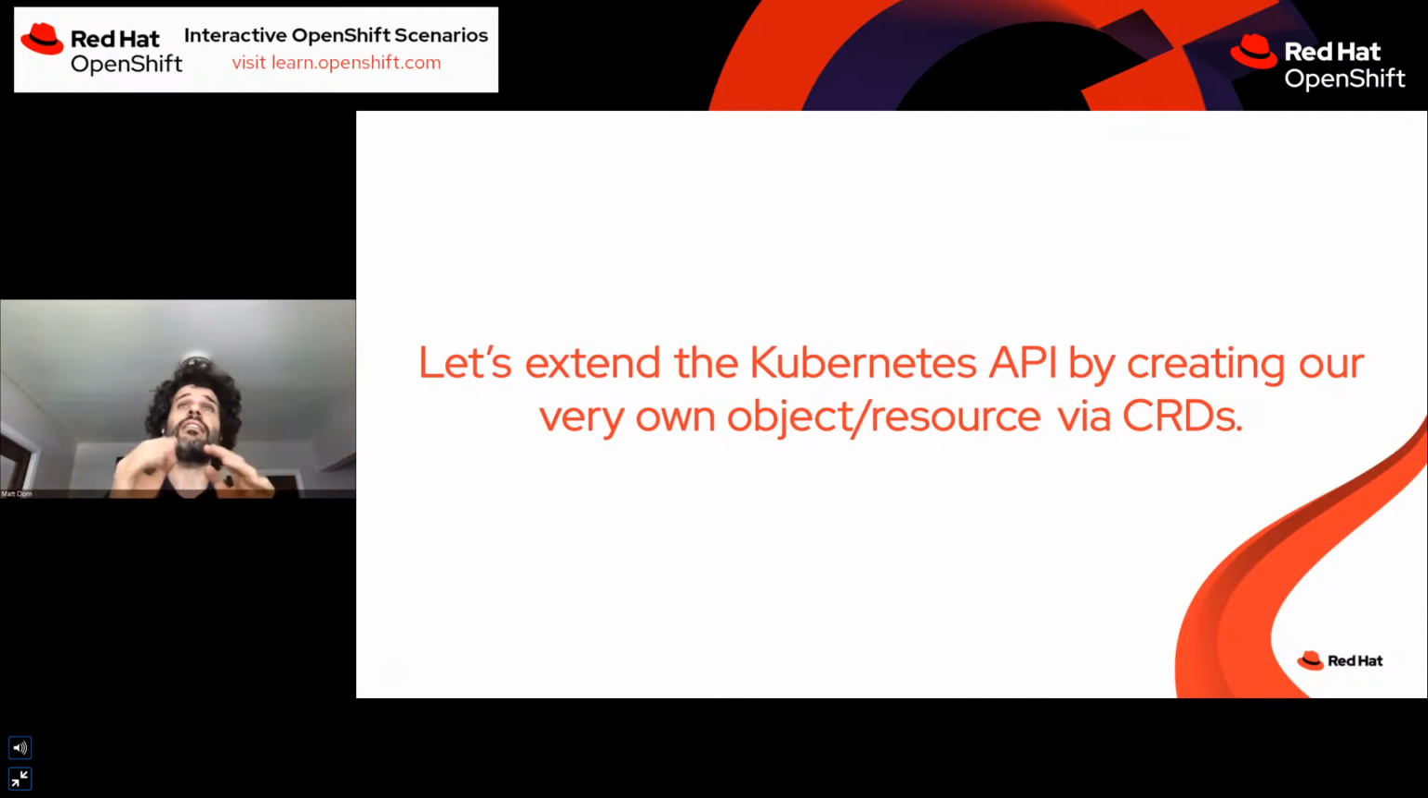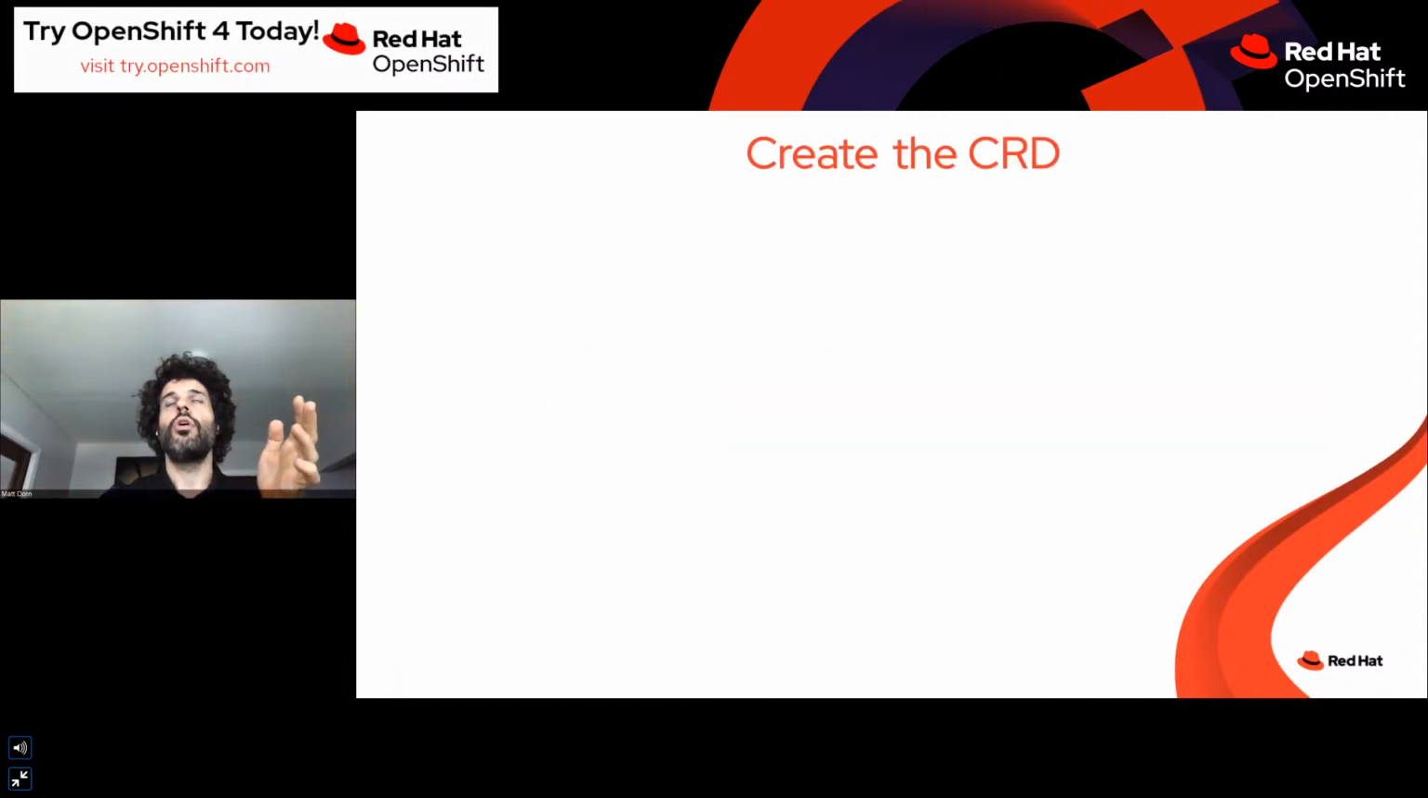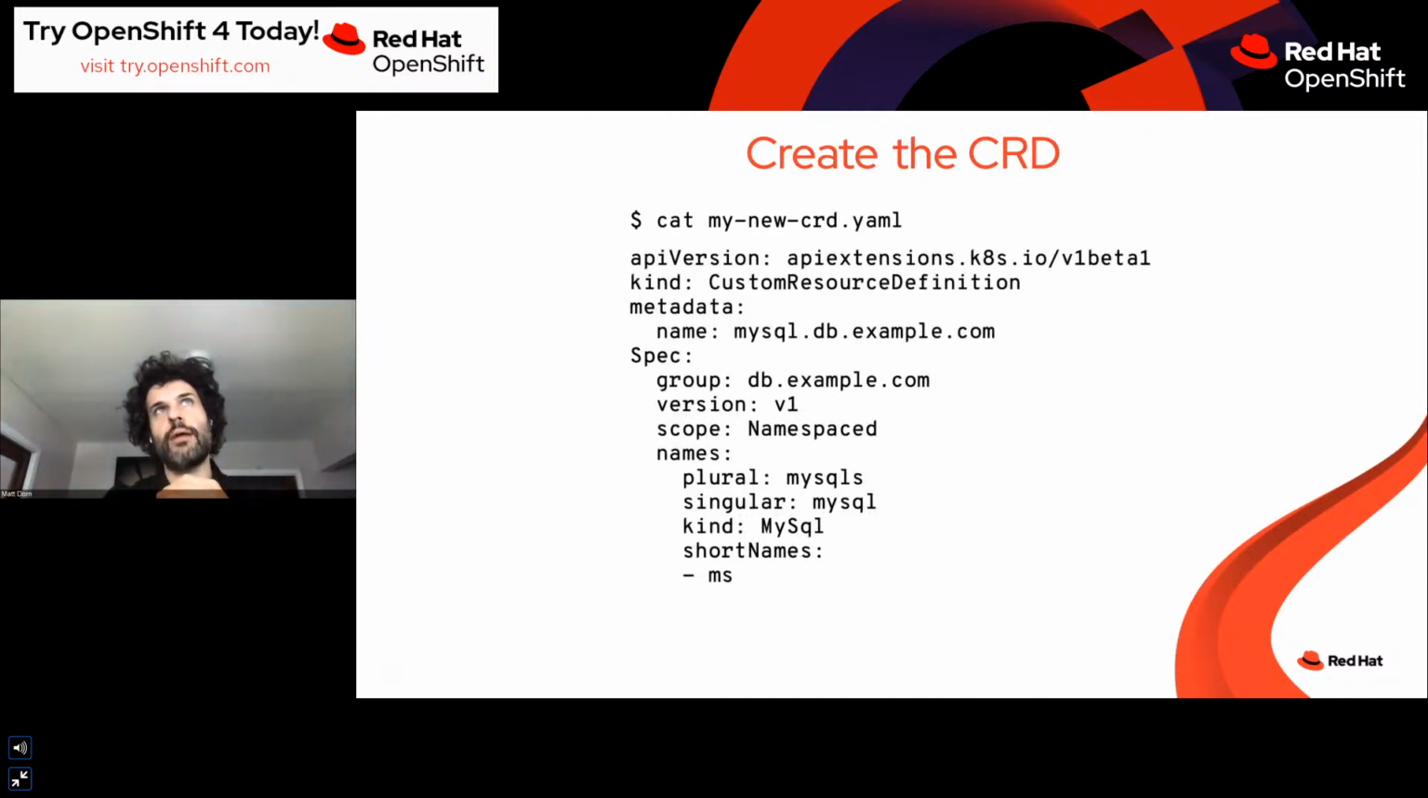So let's go ahead and extend the Kubernetes API by creating our very own object and resource via custom resource definitions. We're going to go through this workflow very quickly. Keep in mind that if you want to revisit any of this, we have great documentation online, but this will at least show you how easy it is to create a CRD. Creating a CRD really just starts with the custom resource definition. Notice that the kind is CustomResourceDefinition here. This is an actual representation on the API.